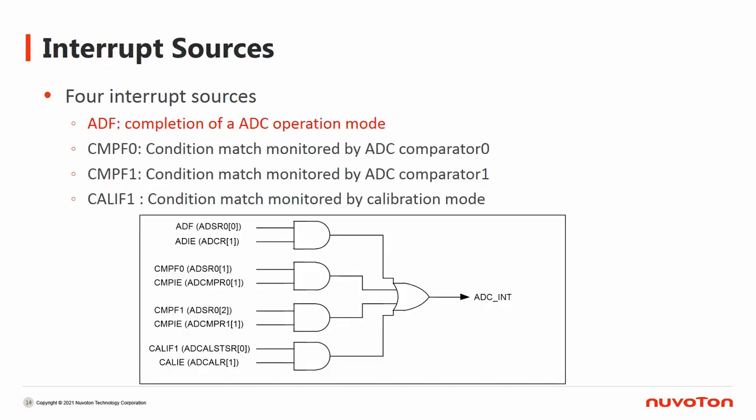There are 4 kinds of interrupt sources in ADC. ADF flag will be set once an ADC operation is completed. CMPF0 and CMPF1 are flags related to ADC comparators. Such flags will be set when conditions are matched. CALIF1 is a flag that will be set by calibration mode when condition is matched. When either flag is set, if interrupt is enabled, an ADC interrupt will be triggered.